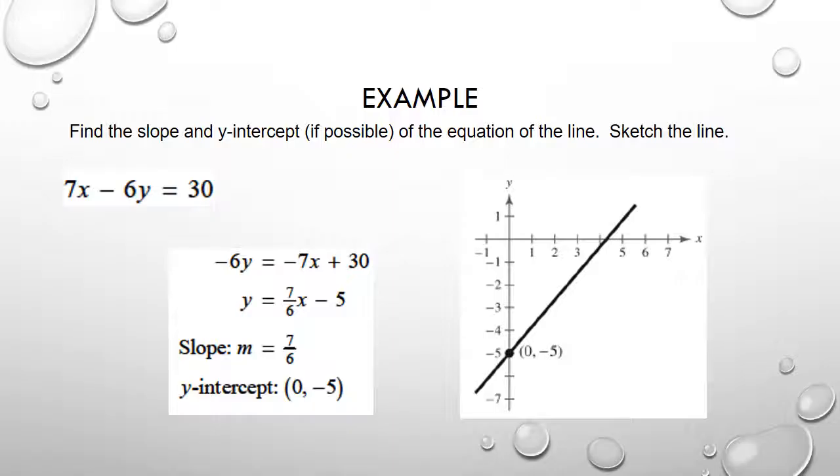So the first thing we did is, as I suggested, we got y by itself. We subtracted 7x from both sides and then divided everything by -6. That gave us the equation y equals 7 over 6x minus 5. Our equation is now in slope-intercept form, y equals mx plus b. So the slope is easy to read off of the equation. It is 7/6, and the y-intercept is 0, -5. Also very easy to read off the equation. Plot the point 0, -5, and then you can count up 7 and across 6 to get to the next point and connect them.